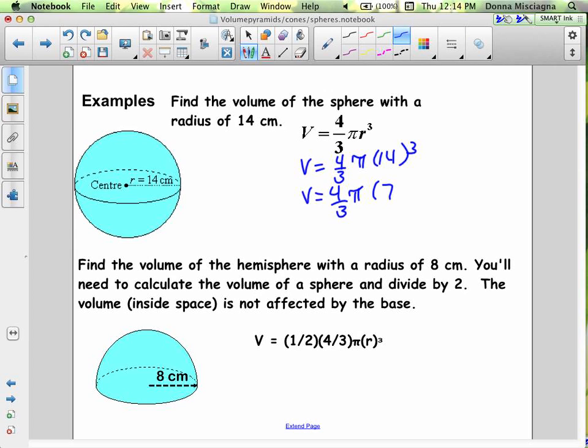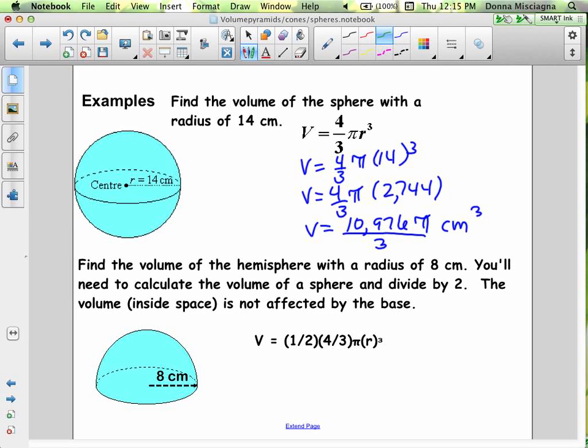744? 2,744. Now, because 14 is not divisible by 3, neither is 14 cubed. So we're going to multiply 2,744 by 4, so we can simplify it a little bit. That gives 10,976. Pi divided by 3. And that's going to be our answer, and that was centimeters cubed.